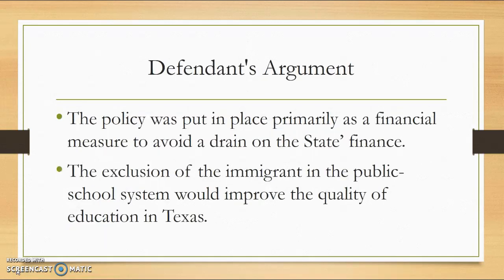So part of the defendant's argument was that the district put the policy in place primarily as a financial measure to avoid a drain on the state's finances. There had been issues concerning the public schools in the state due to an increase in special education needs for the immigrants. Another reason was that the school district believed that exclusion of the immigrants from the public school system would improve the quality of education in Texas.